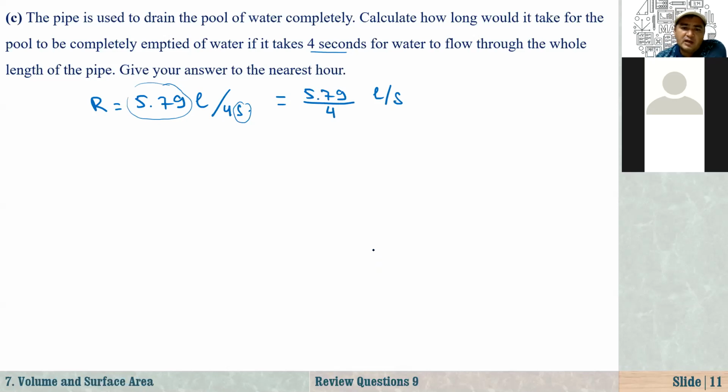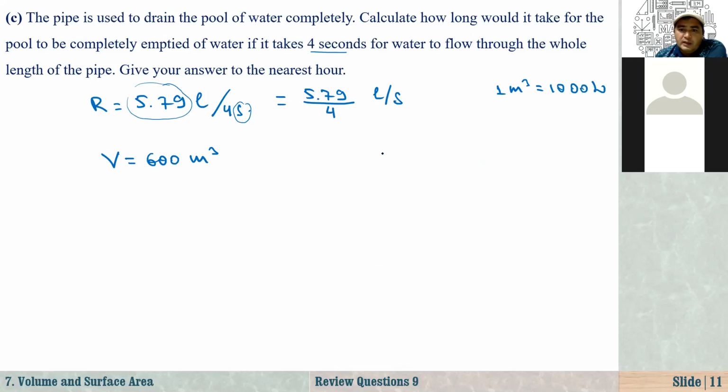Okay, so now we know that the volume of the swimming pool is 600 meters cubed, right? And also we know that 1 cubic meter is equal to 1,000 liters, right?